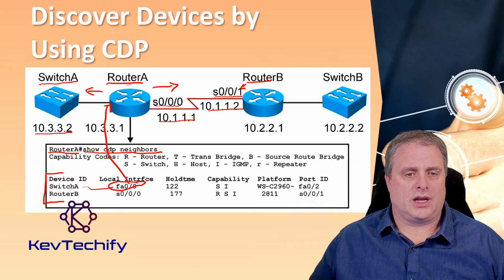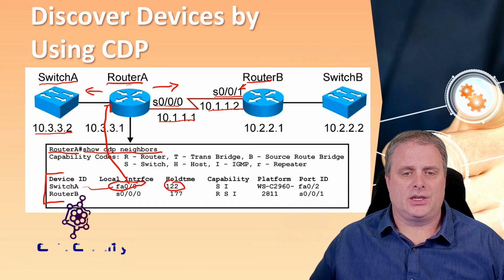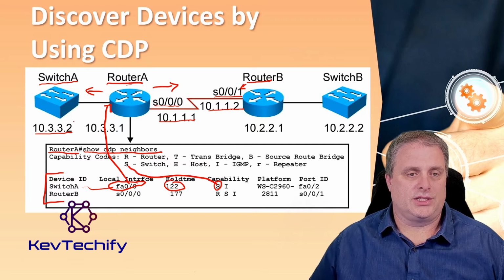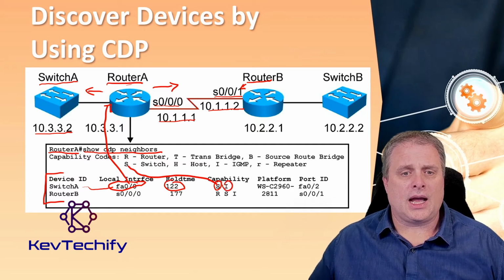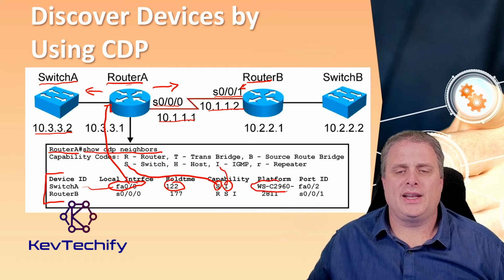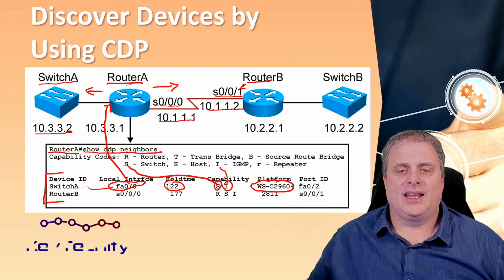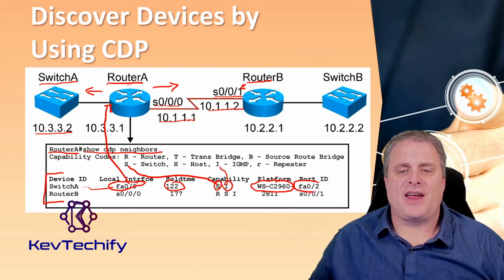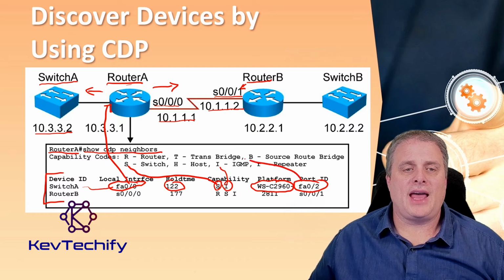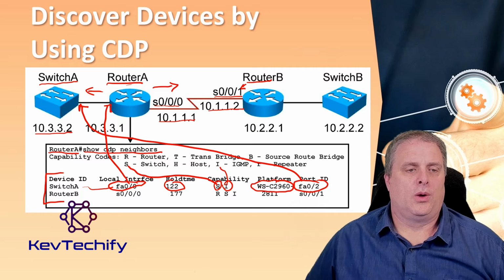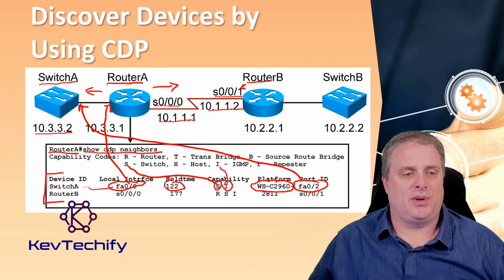The hold time is how long we have that information. Capabilities here, we're saying that this is a switch. Well, switch A is a switch. I is we're using IGMP. The device model is a workgroup switch 2960. And then on that far end, on switch A, we are connected into Fast Ethernet 0/2. That is this port right there. We got all of that information from CDP.